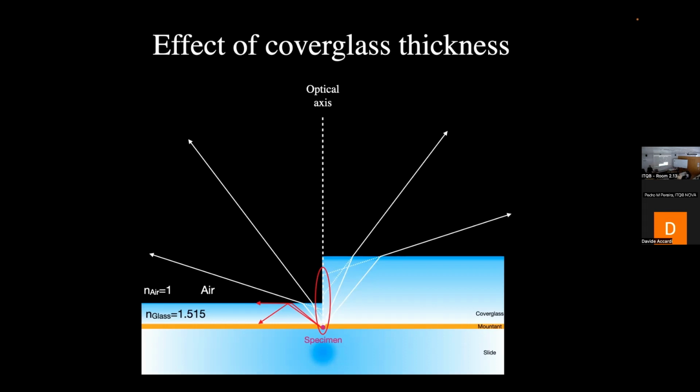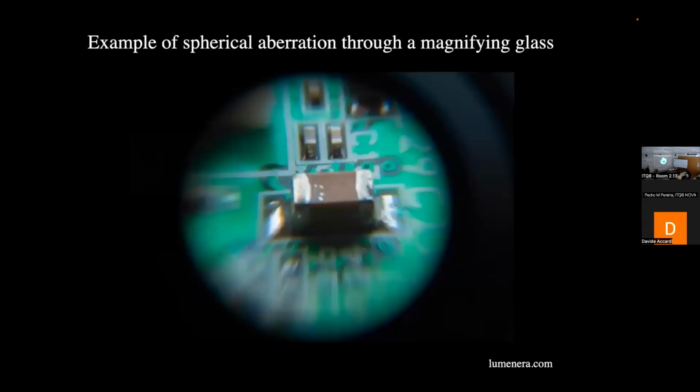If you get the wrong cover slip, you might have a 10,000 euro objective, highly corrected, that will not give you good images just because you got the wrong cover slip. Okay. And this is just a practical example of what spherical aberration can look like. This is really exaggerated through a single magnifying lens.